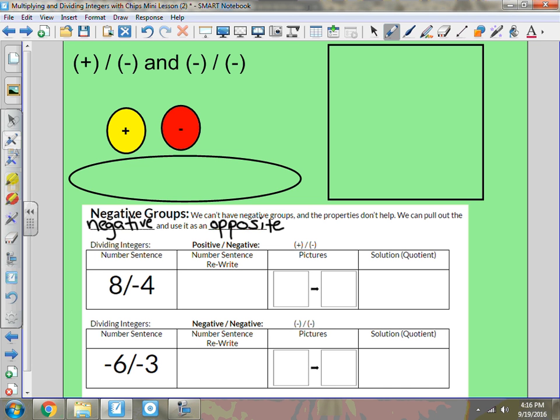I've got 8 divided by -4 as my original problem. When I rewrite it, I'm going to put 8 divided by 4, and I'm going to put the whole problem in big parentheses with an opposite sign on the outside. Now I can solve what's on the inside here. So I'm going to start out with 8 positive chips.